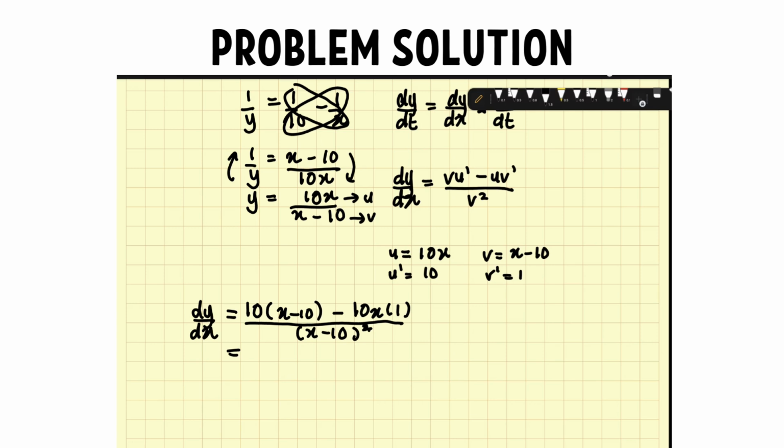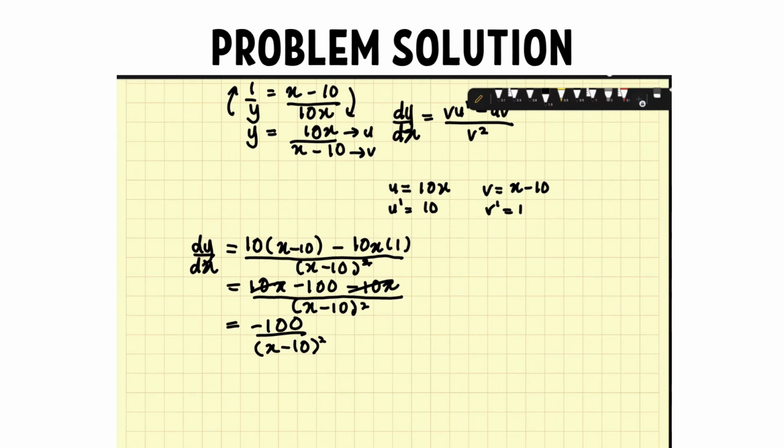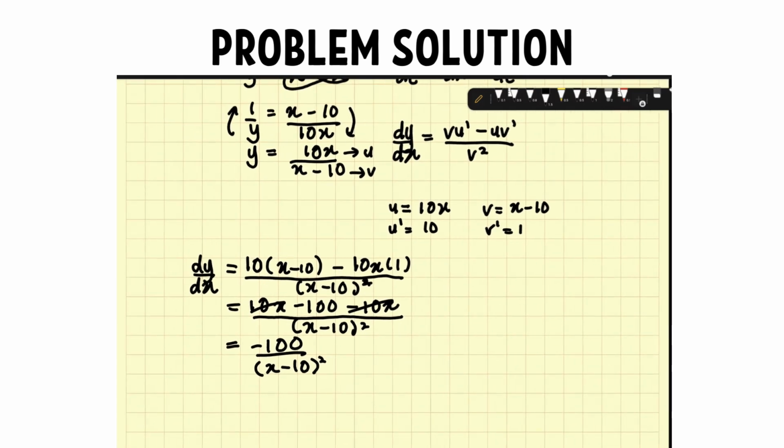So we just have to simplify the equation. (10x - 100 - 10x)/(x - 10)². So 10x will cancel each other. So dy/dx = -100/(x - 10)². So we realize that there is missing information in dy/dx, which is the value of x. So we have to find the value of x first.